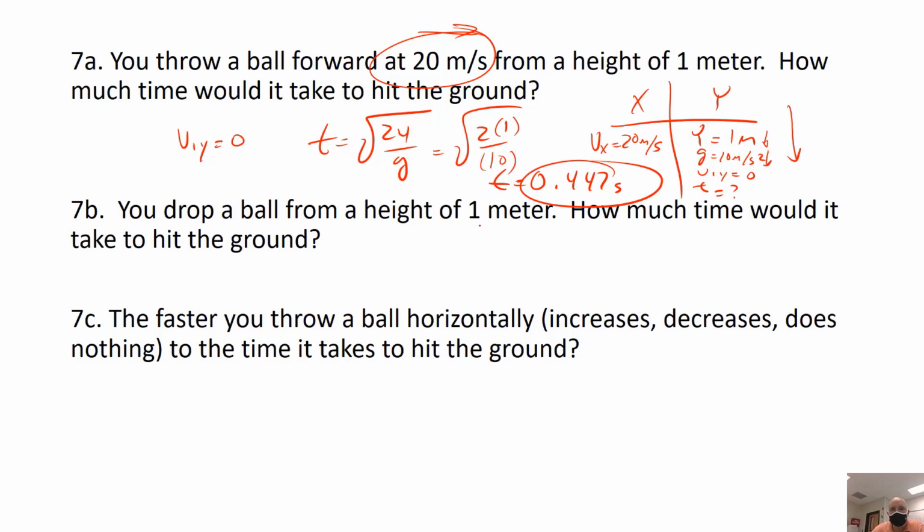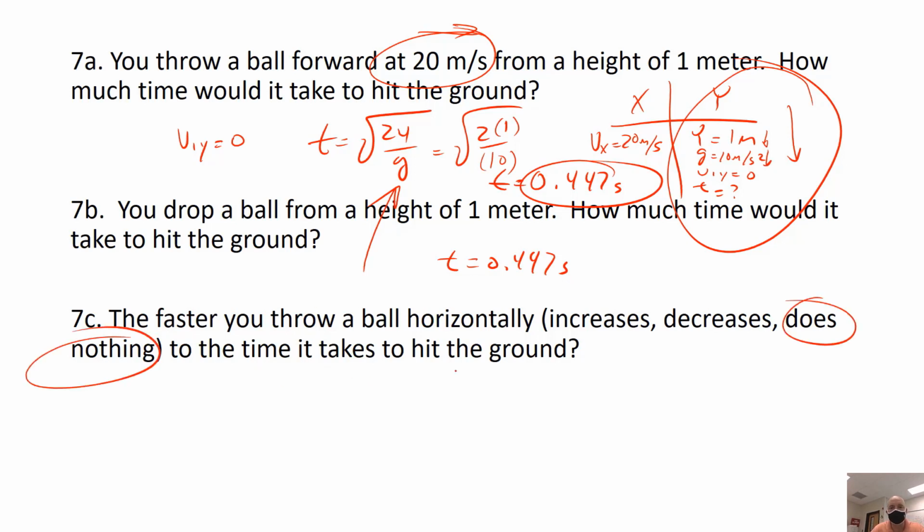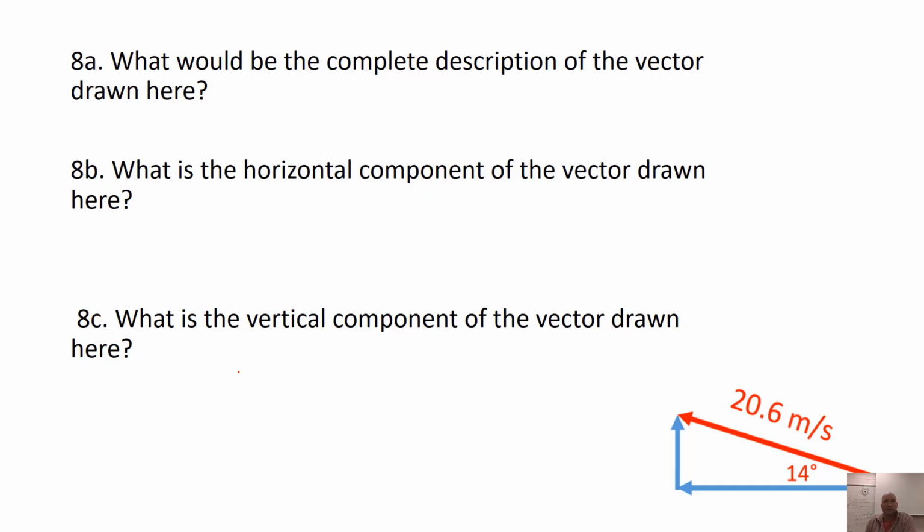Now, if you drop a ball from the height of 1 meter, you're going to have exactly the same given. So we would do the exact same equation. We'd have everything from right up there, and we would also get a time of 0.447 seconds. And it doesn't matter how fast you throw the ball, it's going to do nothing. So it does nothing to the time it takes to hit the ground, no matter how fast this Vx is. If it's really, really fast or really, really slow or nothing, for the sake of 7b, it's not going to change the... Okay, the next kind of problems we're describing a vector.